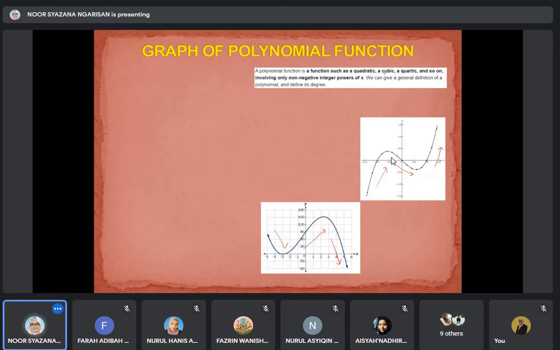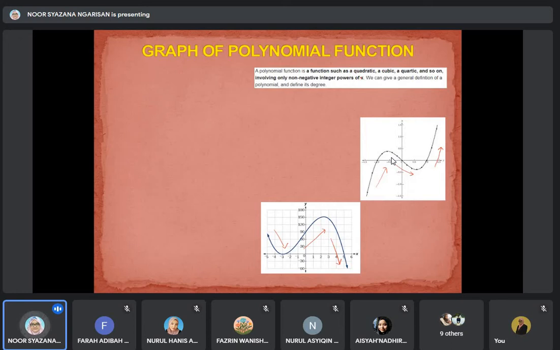What about cubic function? Kalau cubic? X power 3. Yes, very good. The highest power of x is x power 3. So itulah dia polynomial function involving only non-negative integer powers of x. So dalam equation dia, kalau ada x, dia punya kuasa tu mesti positif.